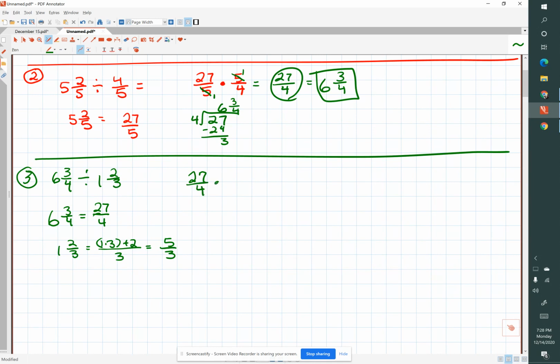27 over 4 times 3 over 5. There's nothing to simplify there, so we'll multiply across. 27 times 3 is 81. 4 times 5 is 20. Now let's convert that back into a mixed number. 20 goes into 81 4 times, with 1/20 left over. So that's 4 1/20.